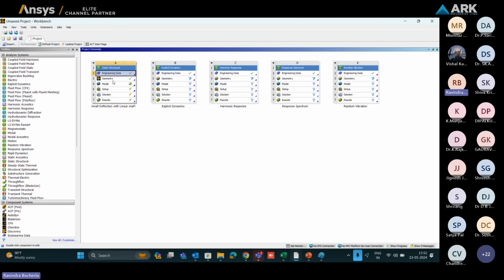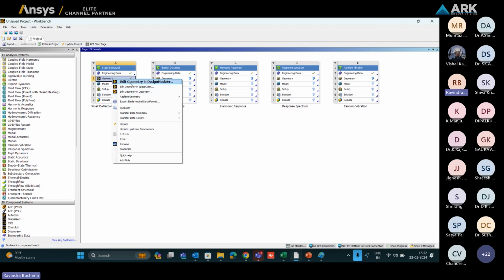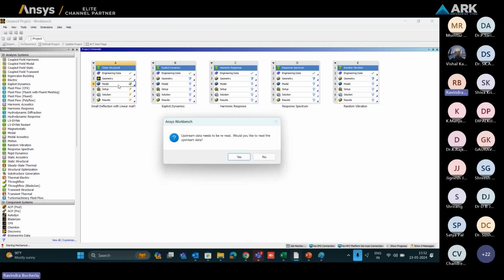Okay. So the next, the third step will be the geometry. Generally we will import the geometry, and once we import the geometry, or if you want to create the geometry by using any of the tools like SpaceClaim, Discovery, any of the tools you can use, and you can go to the model.